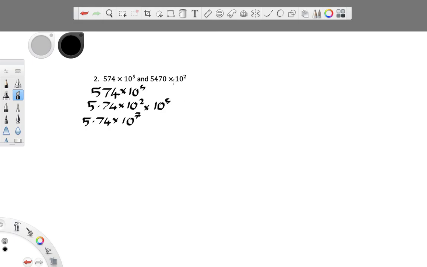So then all we have to do is consider the 5,470, and that's times 10 to the power of 2. So again, I'm going to ignore the 10 squared part. I'm just going to deal with the 5,470. So the decimal place here will move once, twice, 3 times. So it'll be 5.47 times 10 cubed.